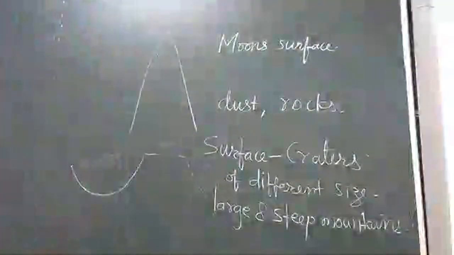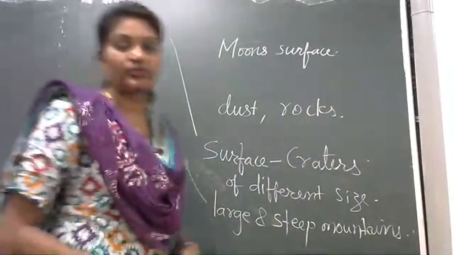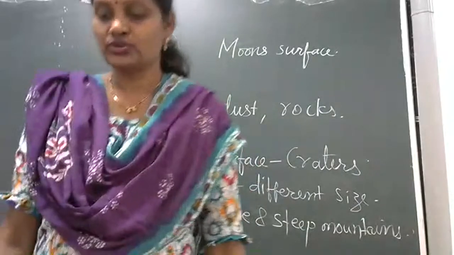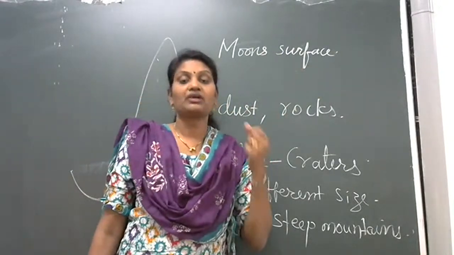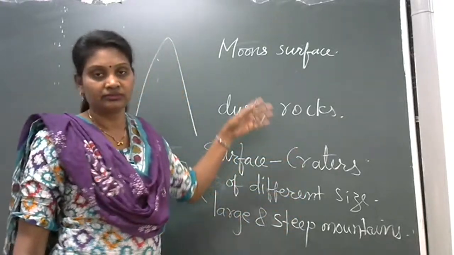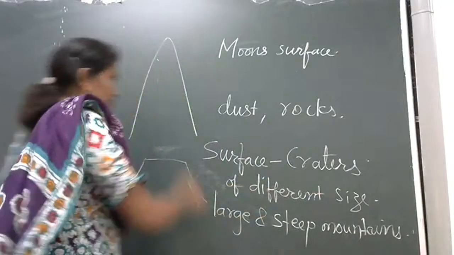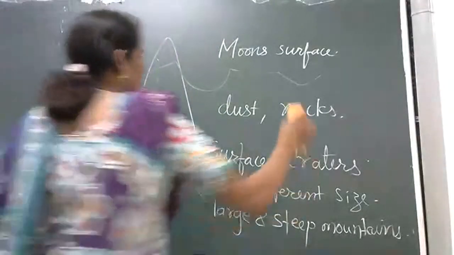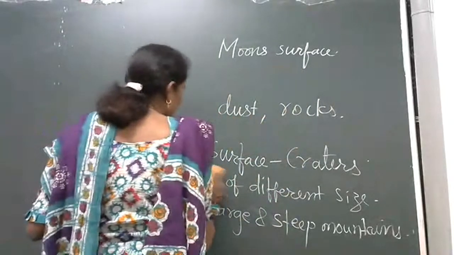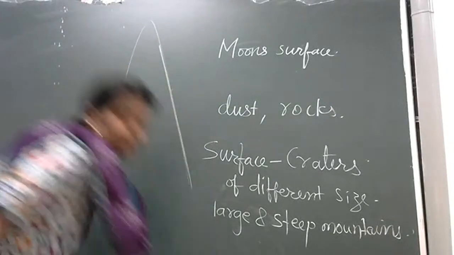So this is all about the surface of the moon. Students, the video is blurred, it might be because of the network again. How is the surface? First of all, the moon is made up of dust and rock. Then the surface is having craters, big craters like this. Then the next thing is that it is having mountains also, steep, large mountains, bade bade mountains hai, like this. Understood?